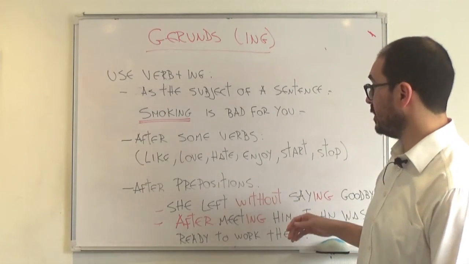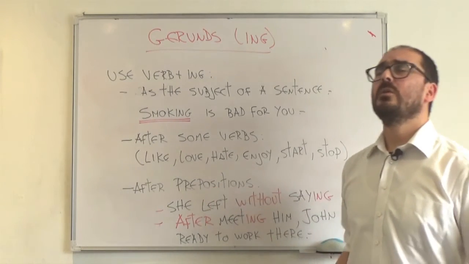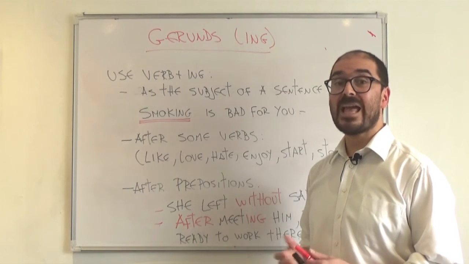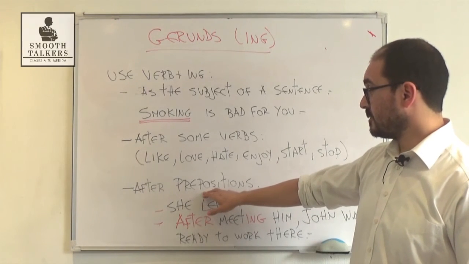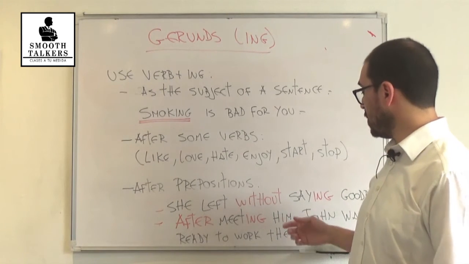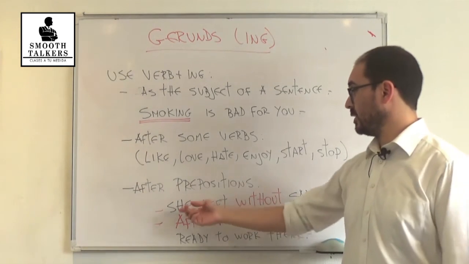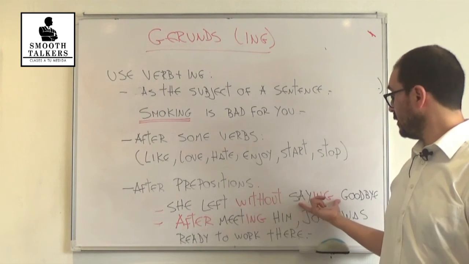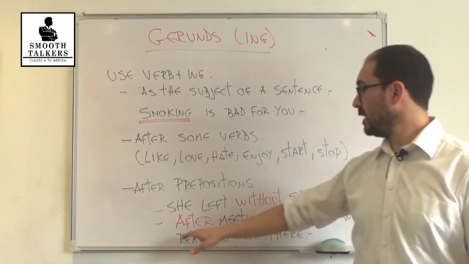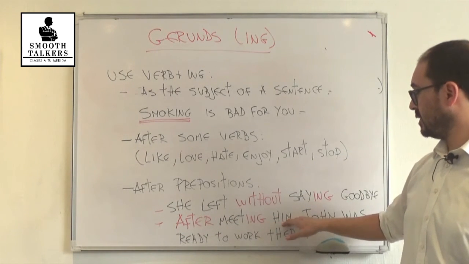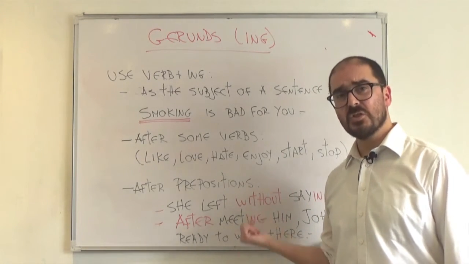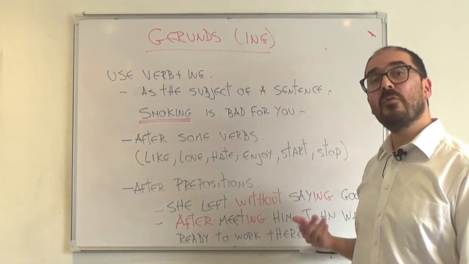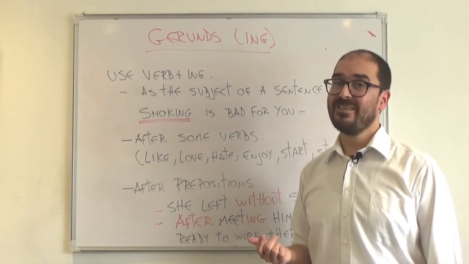And this might come as a surprise for some of you, after prepositions. Remember that when we talked about this earlier in our previous video, we said that we can use infinitives after adjectives. Now, when we use prepositions and we want to mention an action after a preposition, we use an ing. So, examples here. She left without saying goodbye. Preposition here is without, and the verb that comes after that is transformed into a noun. Same thing here. After meeting him, John was ready to work there. So pay attention to this detail whenever you want to use a verb after a preposition. With, without, after, before. Wash your hands before eating. Okay, that's what moms always say.